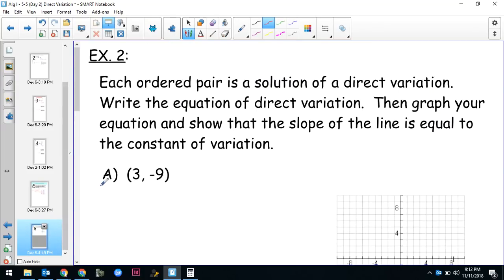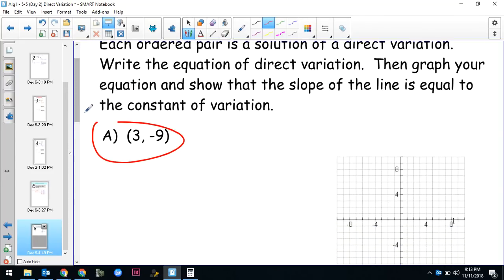Good. All right, now this last one here, this last example. Each ordered pair is a solution of a direct variation. So I'm telling you right away, that is a direct variation. It's a point that hits that direct variation line. Write the equation of the direct variation, then graph your equation and show that the slope of the line is equal to the constant of variation. Okay, so here's what I want you to do.